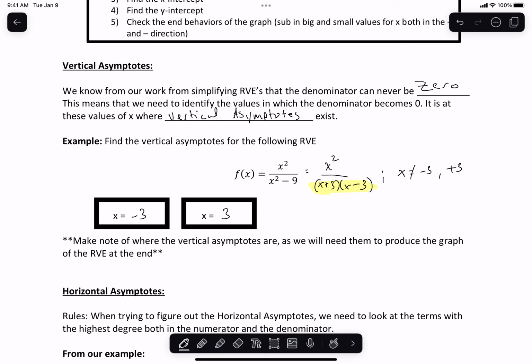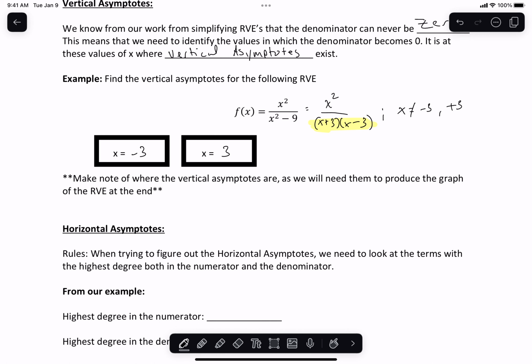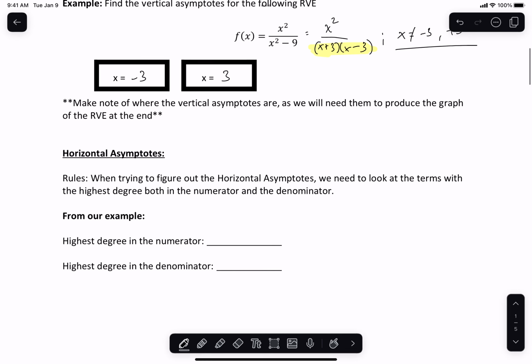So this helps us produce the graph, knowing these two vertical asymptotes. That should not be new, hopefully. If it is, we might need a little bit more work on the simplification processes, but that's that. That's a big important part of how to produce these graphs.